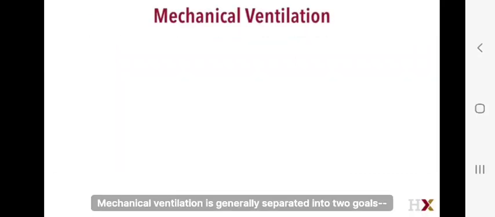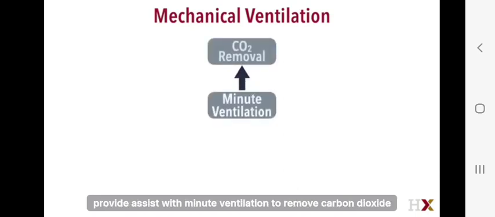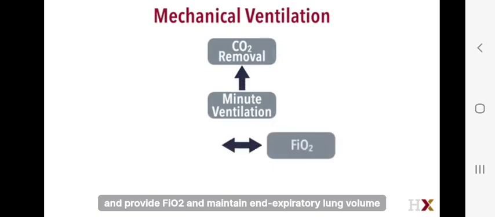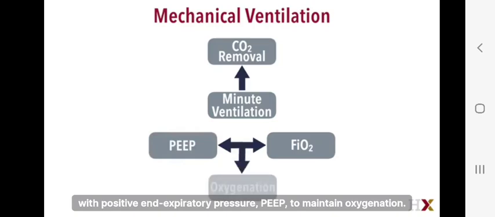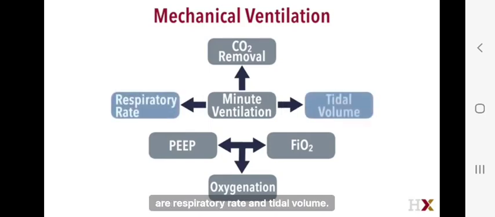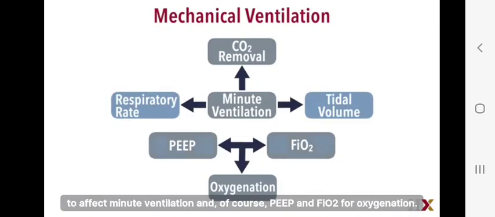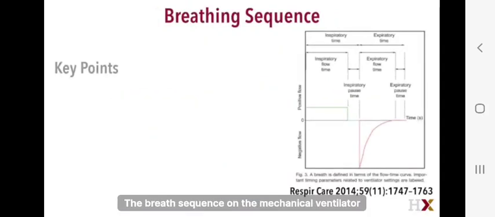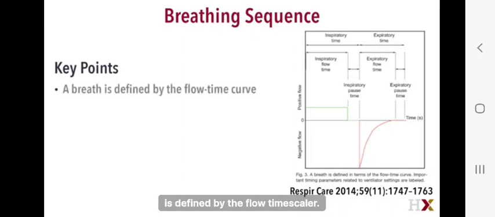Mechanical ventilation is generally separated into two goals: provide assist with minute ventilation to remove carbon dioxide, and provide FiO2 and maintain end expiratory lung volume with positive end expiratory pressure, PEEP, to maintain oxygenation. The elements that are used to adjust this, of course, are respiratory rate and tidal volume, or if using a pressure-targeted mode, you would adjust the pressure to get a tidal volume to affect minute ventilation, and of course PEEP and FiO2 for oxygenation.